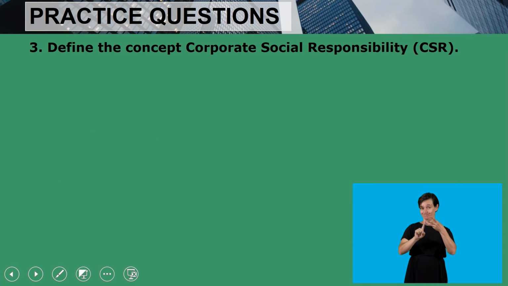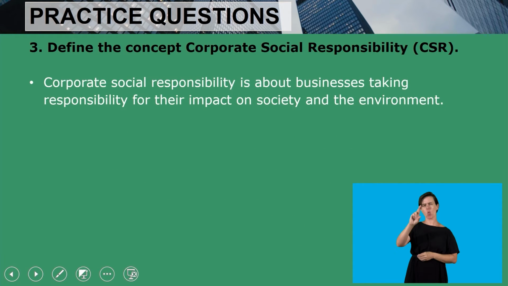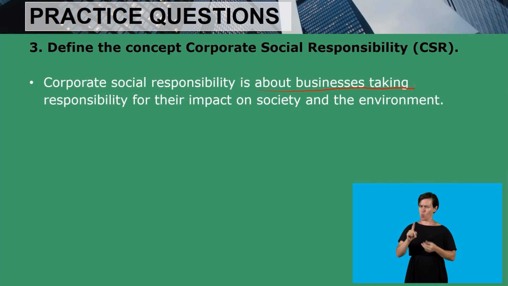Moving on to question number 3, define the concept corporate social responsibility. Corporate social responsibility is about businesses taking responsibility for their impact on society and the environment. Now, when we talk of corporate social responsibility, we are referring to businesses making sure that when they operate, they do not harm the environment, and that they uplift the society and not only look at the income that the society is bringing into the business, but also make a community a better place.